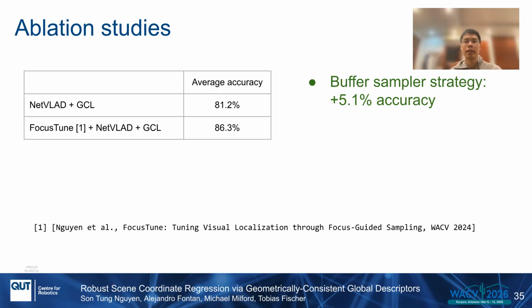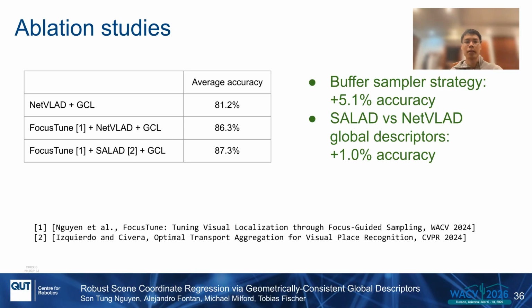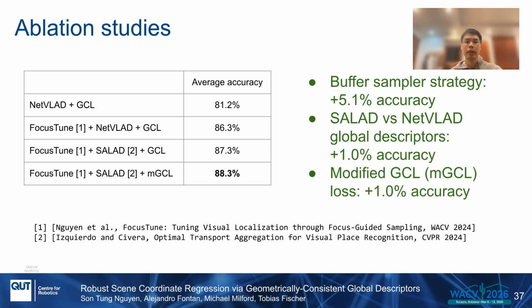For the ablation studies, we show that using a good buffer sampling strategy improves the accuracy by 5.1%. And replacing NetVLAD with SALAD at test time improves another 1% in accuracy. Finally, using our modified generalized contrastive loss improves another 1% compared to the original loss.